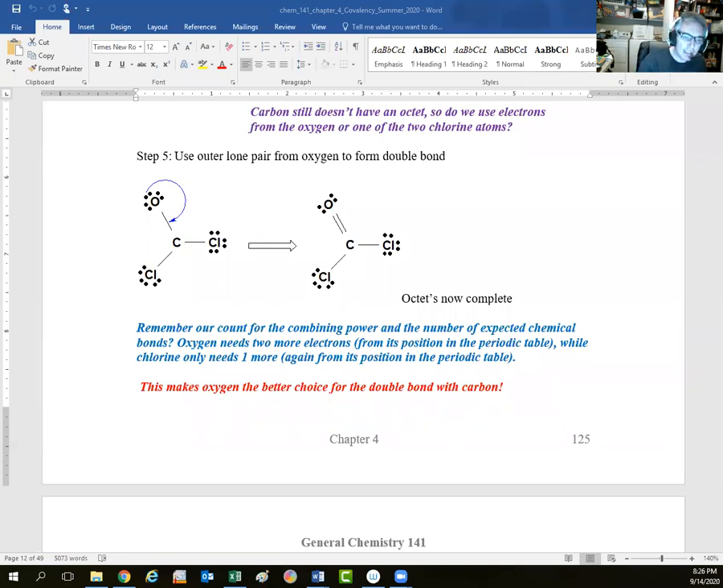So everybody has an octet. The carbon has an octet with 8 bonding electrons around it. The oxygen, double bonded, has an octet around it, 2 bonds and 2 lone pairs. And the 2 chlorine atoms have octets with 3 lone pairs and 1 chemical bond each time.